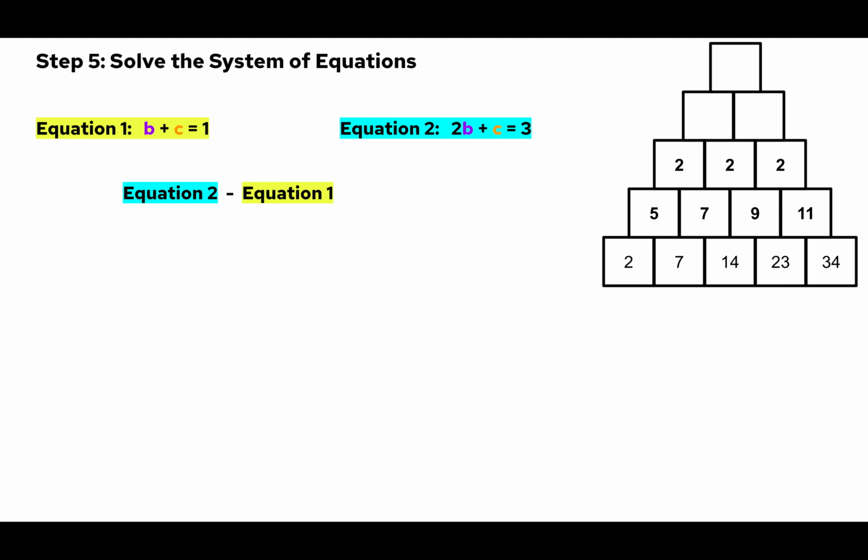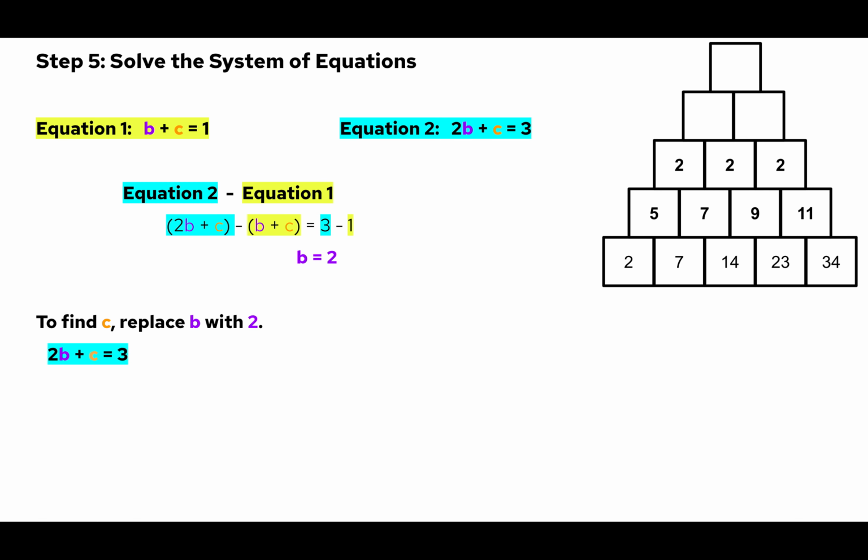All right, again, I'm going to write equation 2 first. So I'm going to write 2b plus c minus b plus c equals 3 minus 1. And now we'll simplify it. So 2b minus b is b, c minus c is 0, and 3 minus 1 is 2. So b equals 2. We replace b with 2 in each one of our equations. So the second equation is 2b plus c equals 3. So 2 multiplied by 2 is 4. We subtract 4 from each side, and c is negative 1.